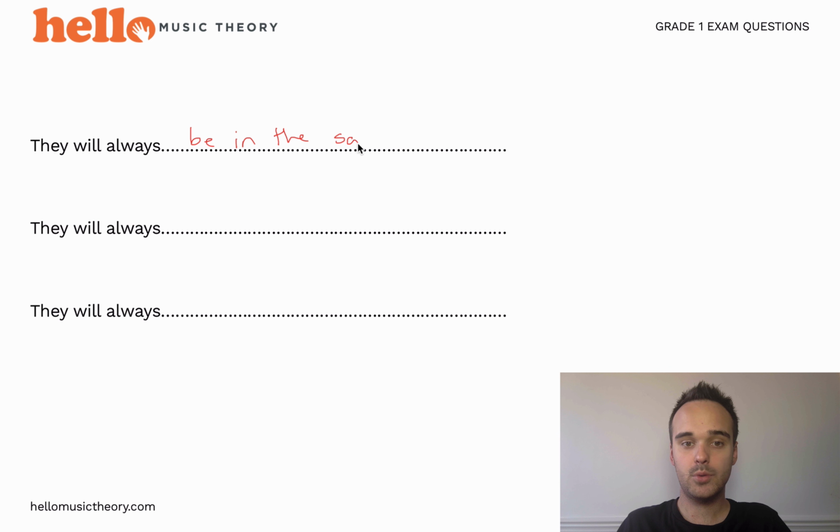So there are four different keys for grade 1 that you need to know about. They are all major scales: C major, D major, F major, and G major. So these are the four keys that you need to know about for grade 1.